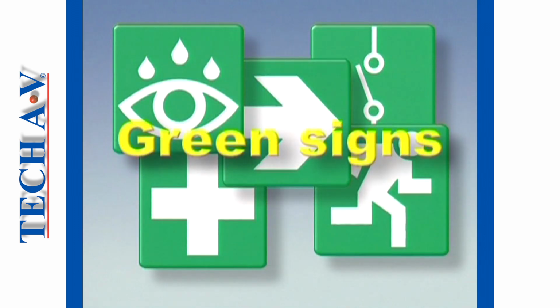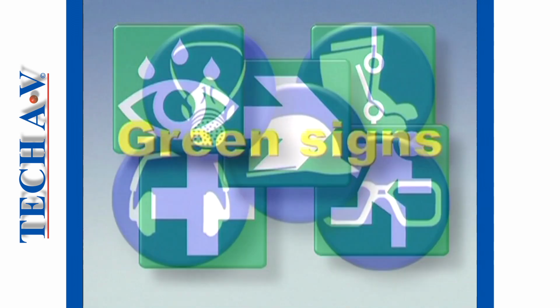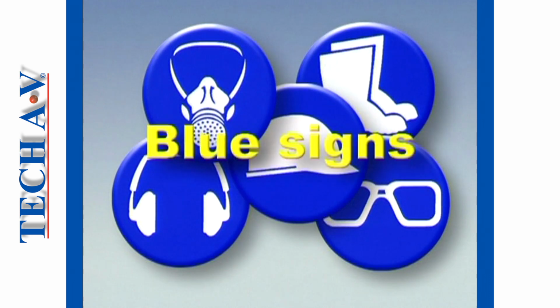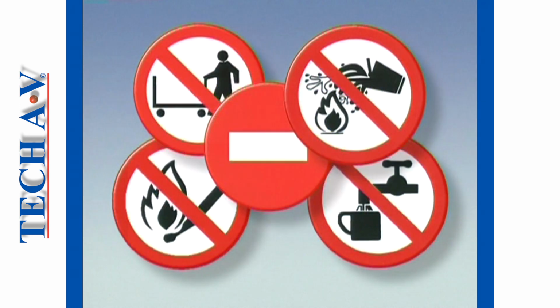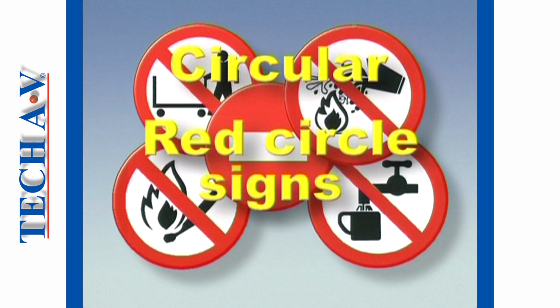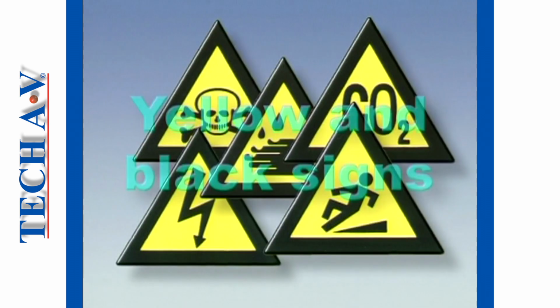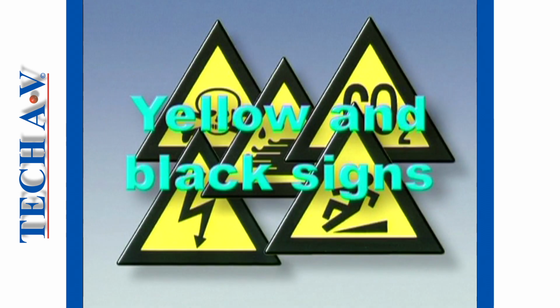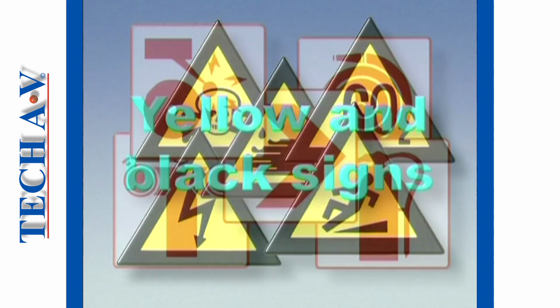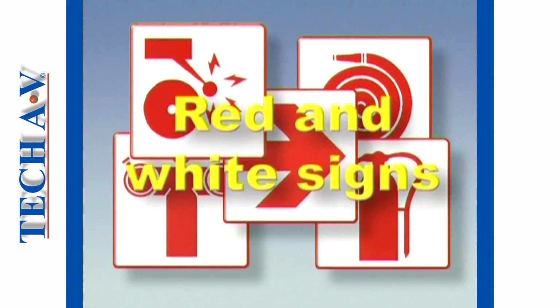Green signs provide you with basic information. Blue signs instruct you to take some form of compulsory action and which personal protective equipment you should wear. Circular or red circle signs prohibit you from doing something such as entering a hazardous area. Yellow and black signs provide warning of a local hazard or condition. And red and white signs identify the location of fire equipment.